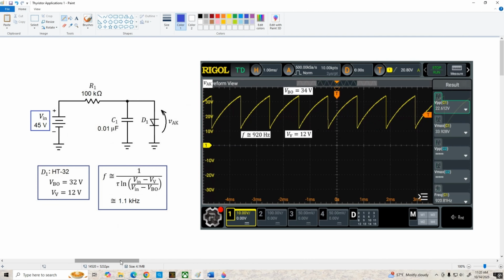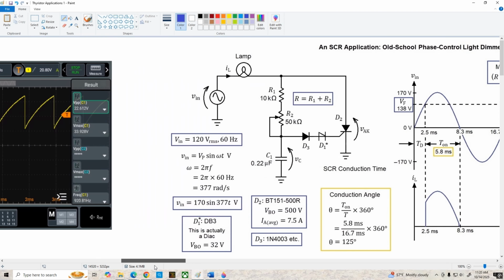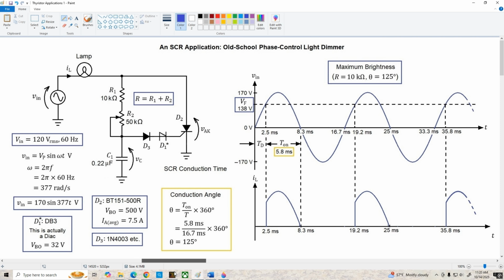Now, the relaxation oscillator is one application for 4-layer diodes, but there are others, and one of the most significant is to use it as a trigger diode. That's why they're called trigger diodes sometimes, and that's what we're going to look at next in this circuit, which is an old school phase control light dimmer.